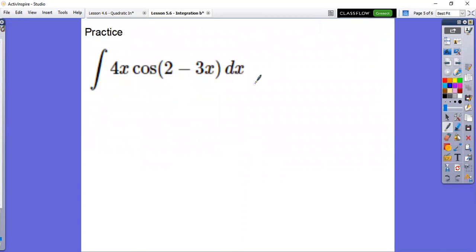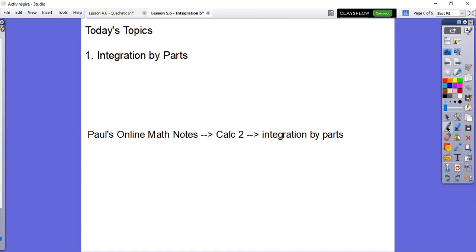I'm going to leave this example here for you to try. We'll do this in class as well. Actually, in 2021, we've already done this in class. But this is another example that you can try to work. And so today, we just talked about integration by parts.